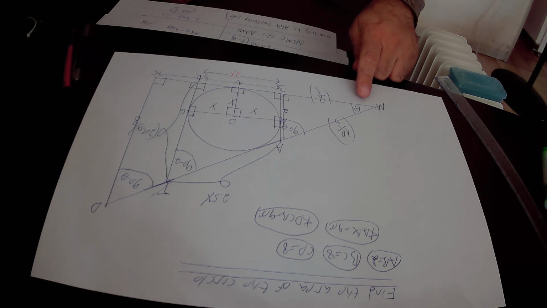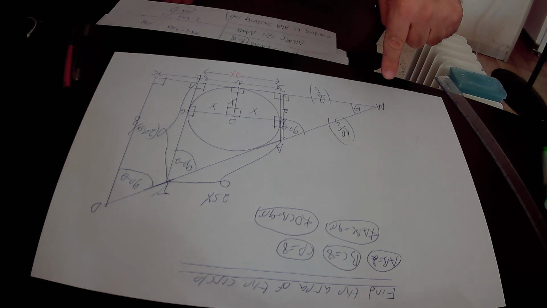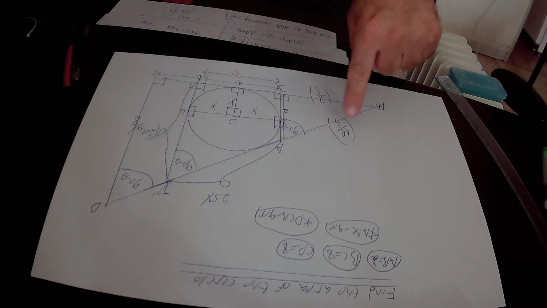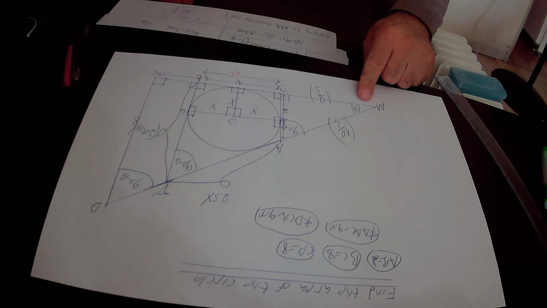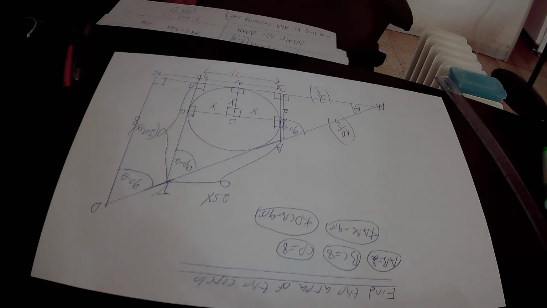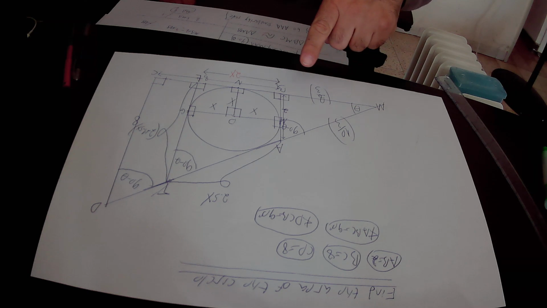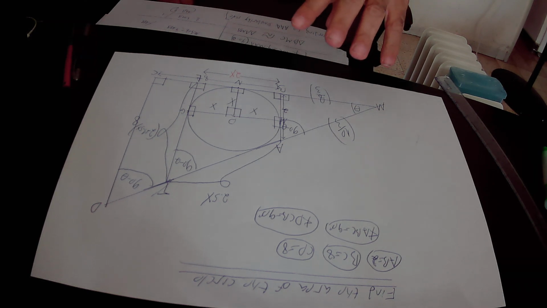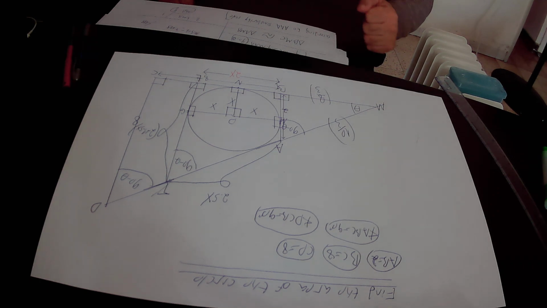We define this angle as theta. In the small triangle MAB, this angle equals theta. This angle equals 90 degrees, therefore the missing angle here must be equal to 90 degrees minus theta. Why? Because 90 degrees minus theta plus theta is 90 degrees, and 90 degrees plus 90 degrees is equal to 180 degrees. That is the sum of the angles in any triangle.